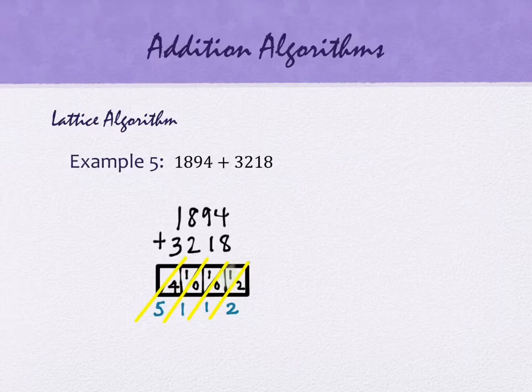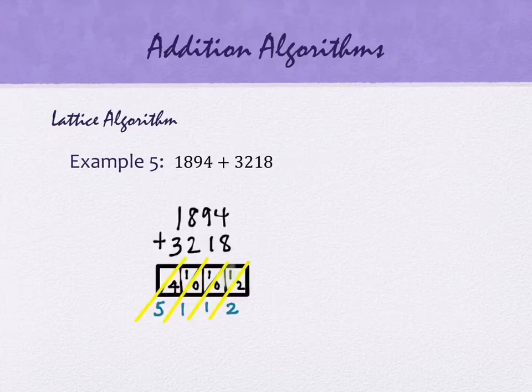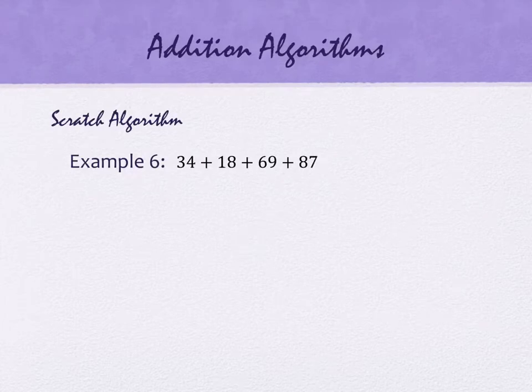Ready for my favorite? The next one is my favorite. It's called Scratch Algorithm. Okay, Scratch Algorithm. I want you to write yourself a note. This is really only practical if you're adding several numbers together. I don't mean big numbers. Like adding 1894 and 3218 with Scratch would be pointless. It could be a waste of time. It doesn't help you at all.